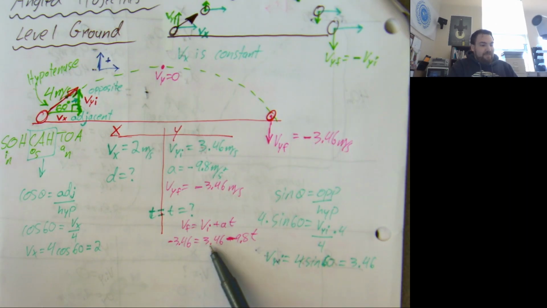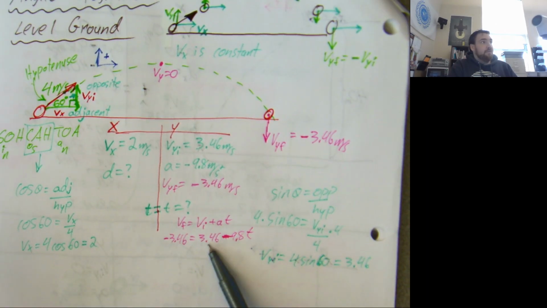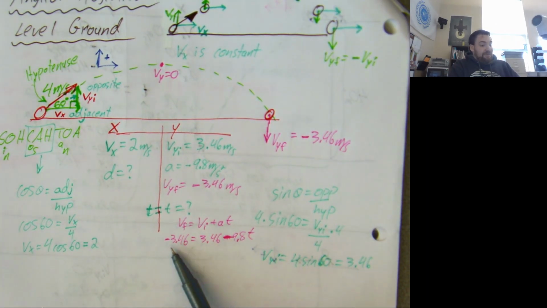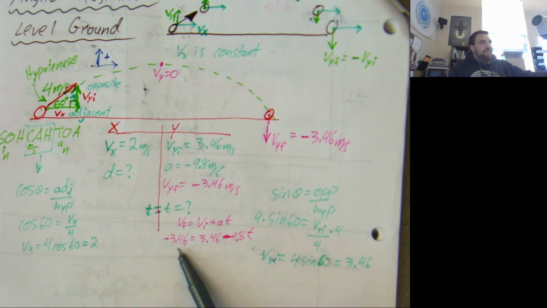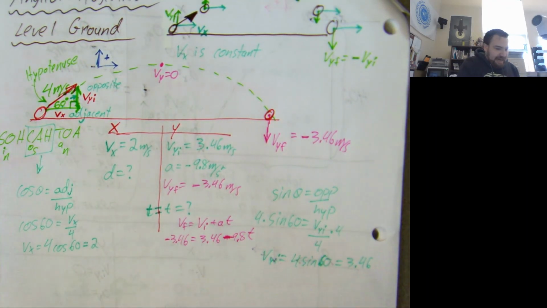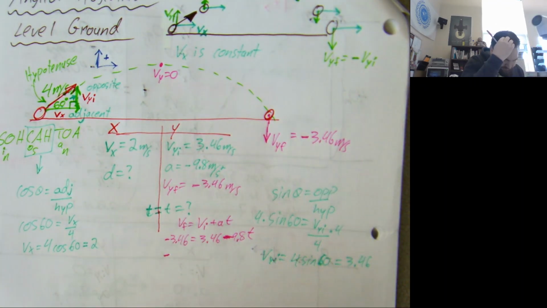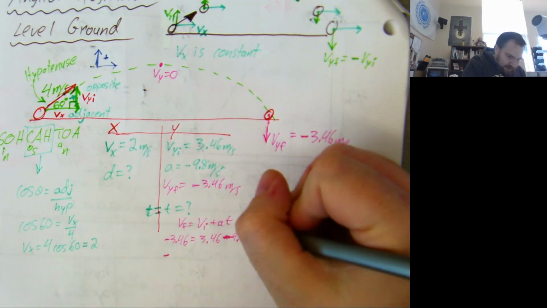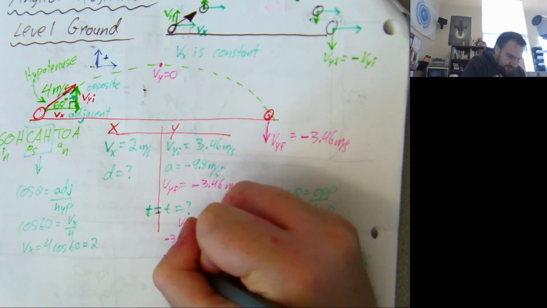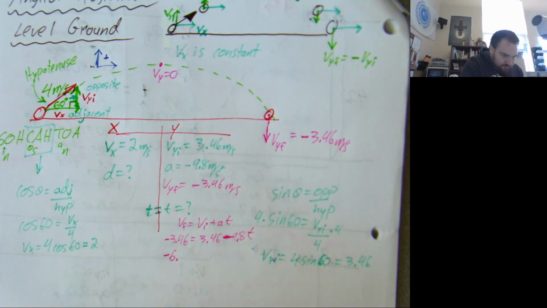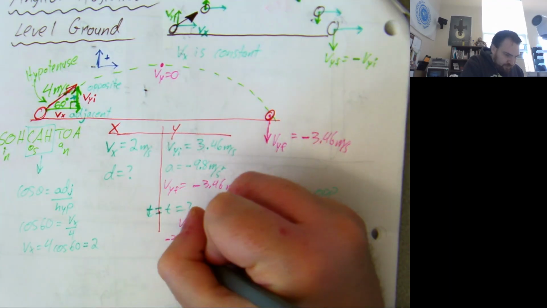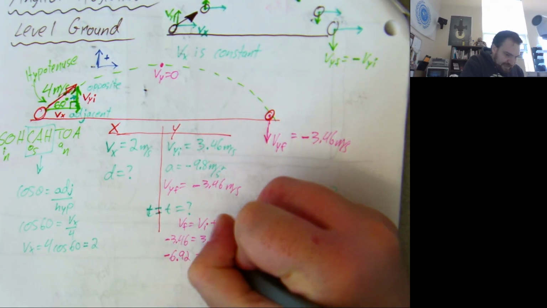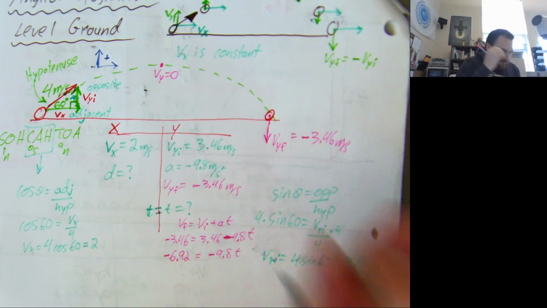Is it? How do I move the 3.46 over? It's positive right here, so I'm going to subtract it over. So it's going to be negative 3.46 minus 3.46. It's going to be negative, what is that? 6.92 equals negative 9.8 t.